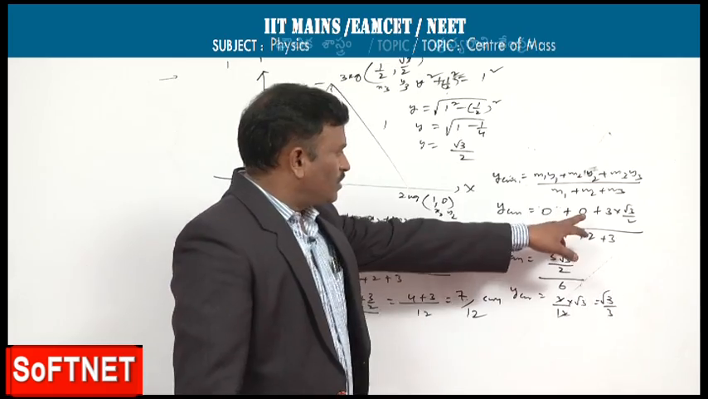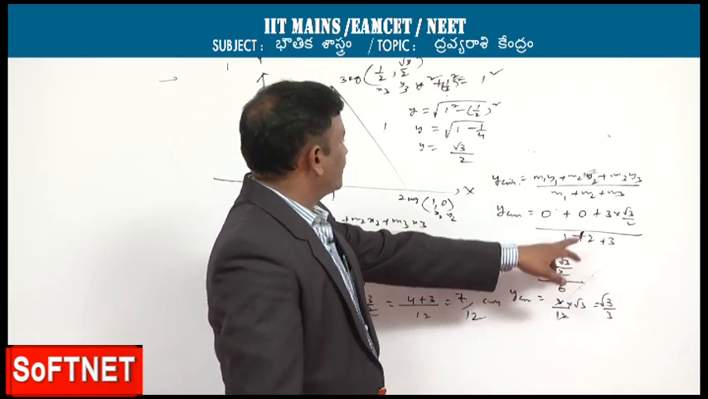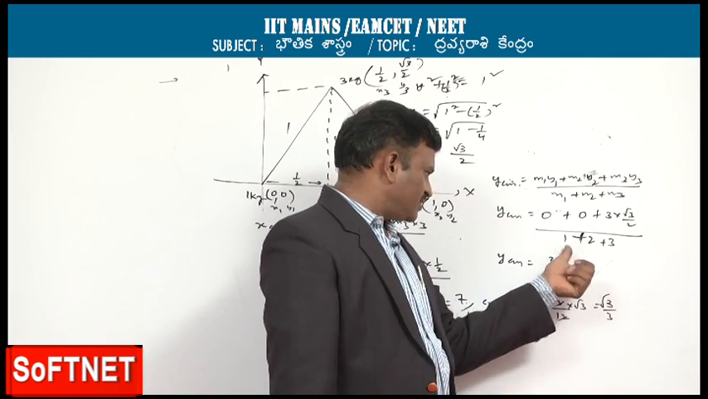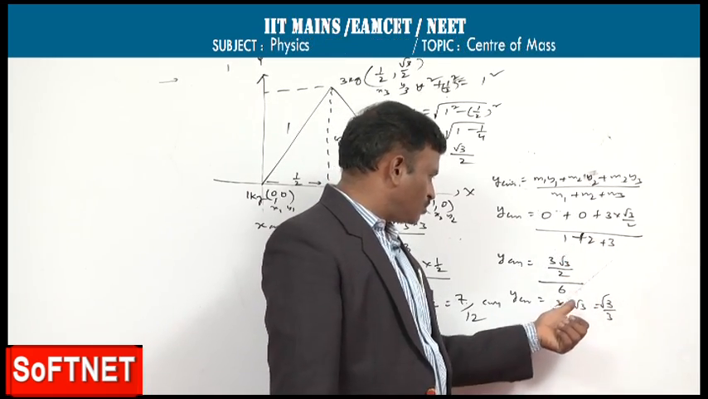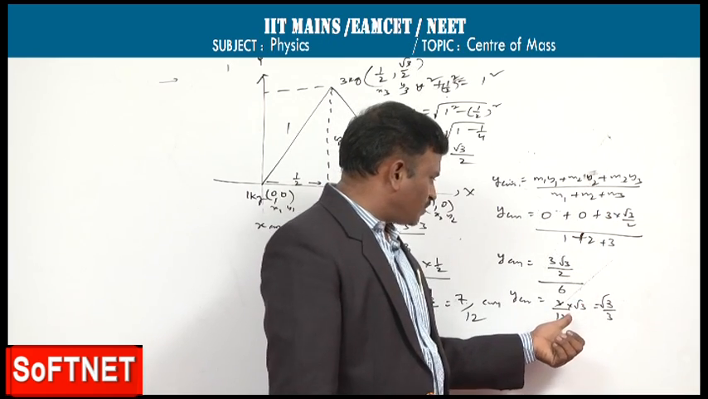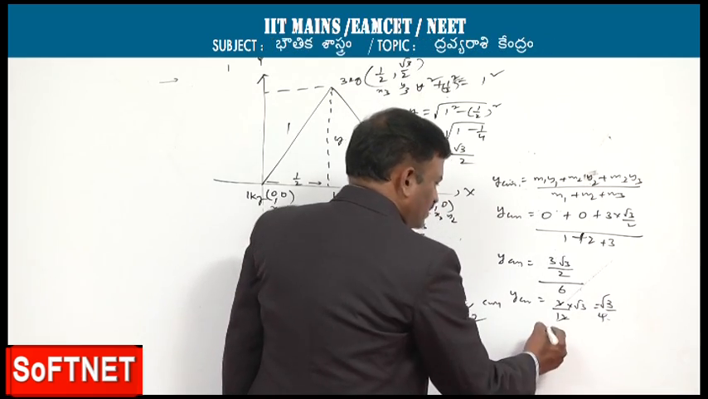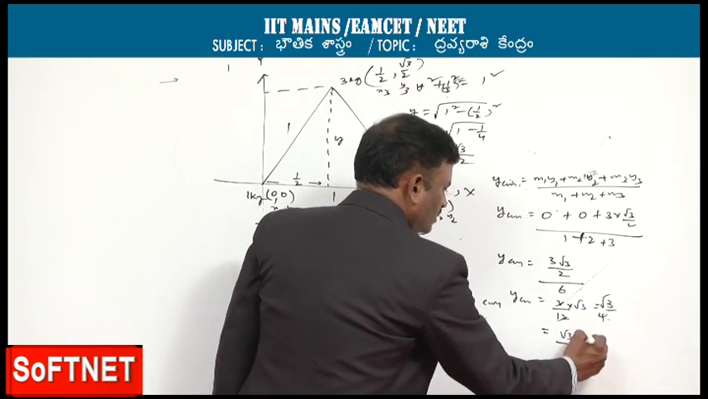Here 3 into root 3 by 2, by 6. 6 twos are 12, so 3 by 12 root 3, which is 3 ones, 3 fours. Therefore YCM is root 3 by 4.